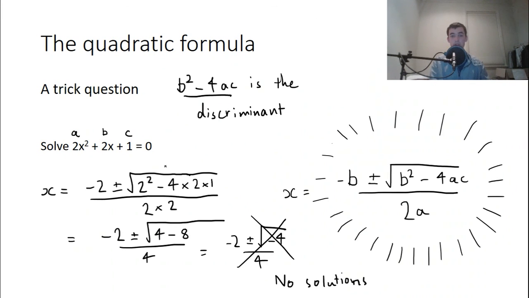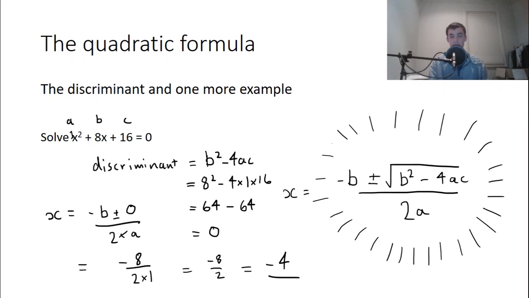Now it's possible you look at the discriminant and you work it out first and you realize that it's negative. If the discriminant is negative, stop there, don't waste your time. Because if it's negative, it's impossible, there's no solutions at all. And finally, if the discriminant is 0, that means the square root disappears and it's still possible, it's just that there's only one solution.